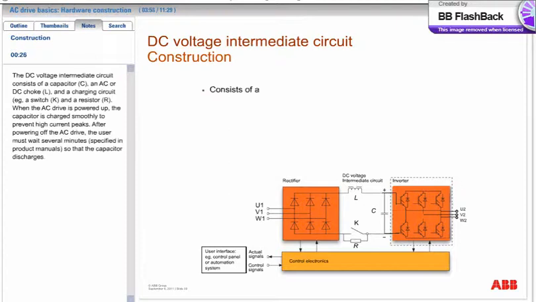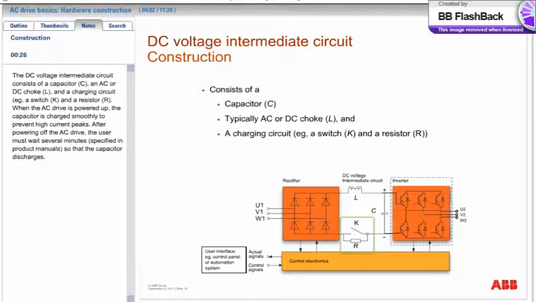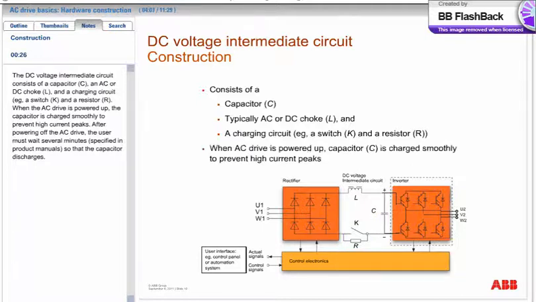The DC voltage intermediate circuit consists of a capacitor, C, an AC or DC choke, L, and a charging circuit, for example, a switch, K, and a resistor, R. When the AC drive is powered up, the capacitor is charged smoothly to prevent high current peaks. After powering off the AC drive, the user must wait several minutes, specified in product manuals, so that the capacitor discharges.